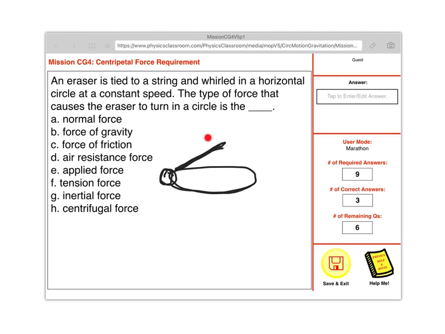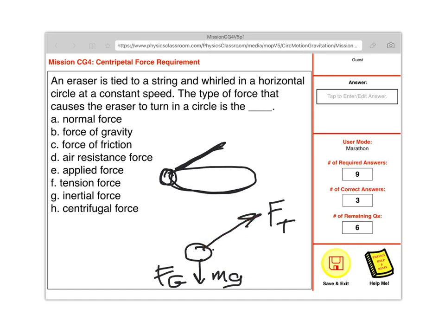Okay, there's the diagram of the situation, a string and an object going in a horizontal circle. Draw the free body diagram of the object, the eraser. So that's what your free body diagram should look like. There's the force of gravity going down, and there's the tension force at an angle.